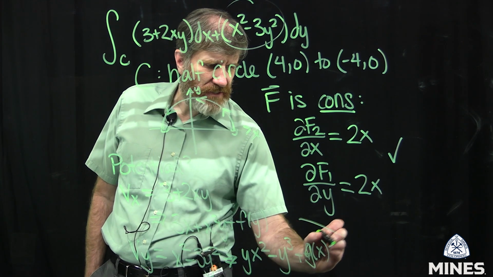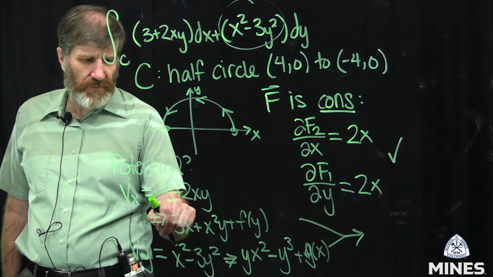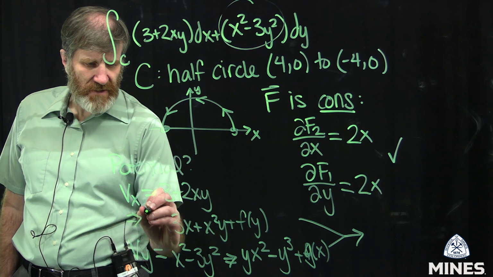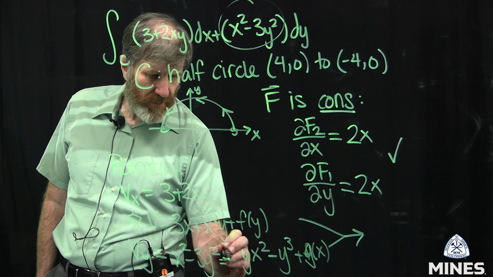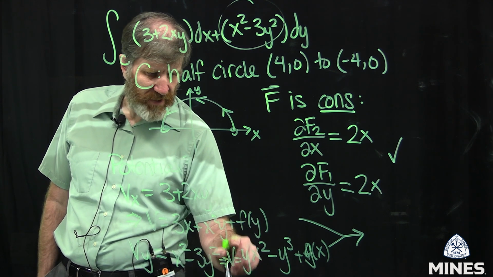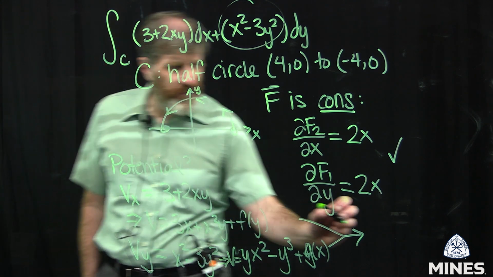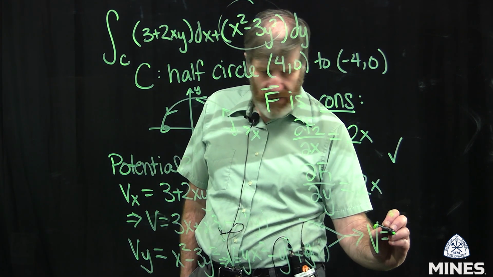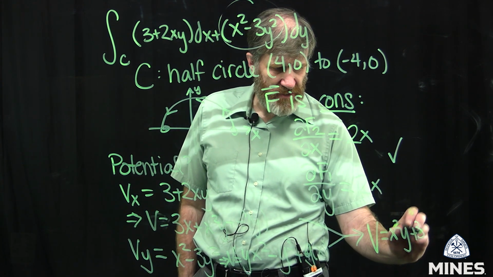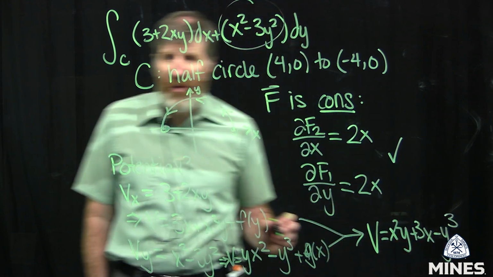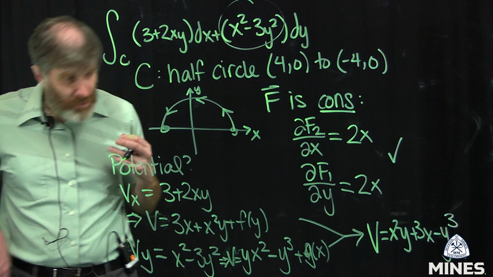If we take these two versions of v, these are both v. I could have maybe written this is v equals, and this is v equals. So we have two different versions of this potential v. We just kind of meld them together, and we find that v must be x squared y. What else? We have a plus 3x and a minus y cubed. So we have our potential function, x squared y plus 3x minus y cubed.